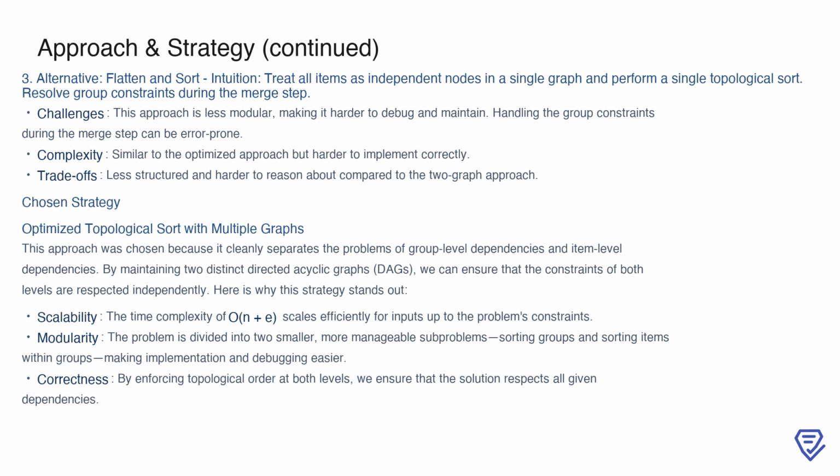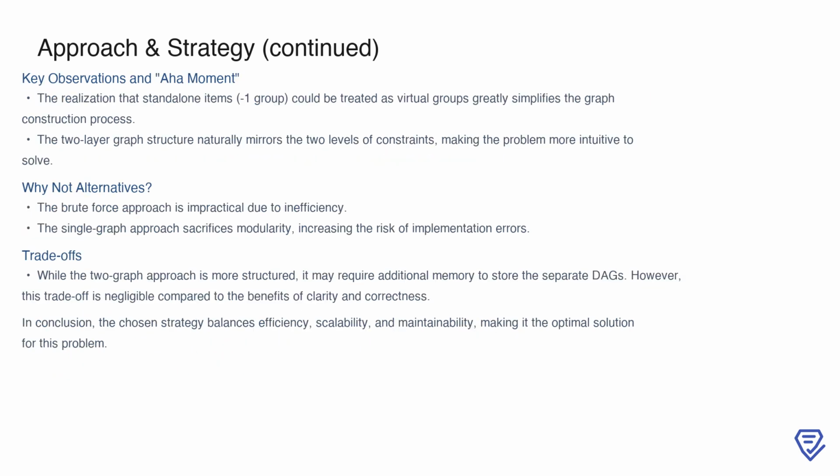Because of these reasons, it's more difficult to reason about and implement correctly, making it less preferable than the two-graph approach. The key insight that simplifies this problem is treating standalone items as virtual groups. This makes the graph construction process more intuitive and allows us to map the two levels of constraints directly to a two-layer graph structure. This modularity is what makes the chosen strategy particularly effective.